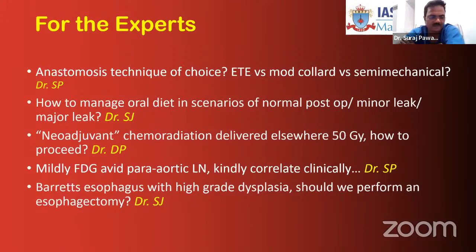And if it's a mildly FDG avid node, I would give the benefit of doubt to the patient and maybe go ahead with my original plan of action, any CT or any CTRT surgery, and maybe observe the para-aortic lymph node, which is mildly FDG avid, and take a call later on and give the benefit of doubt to the patient.